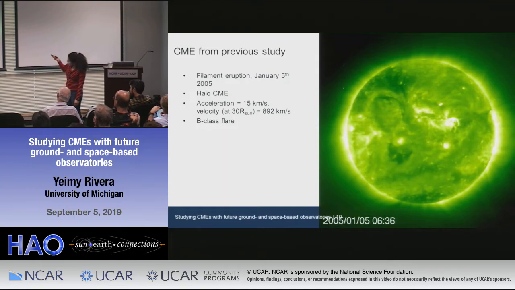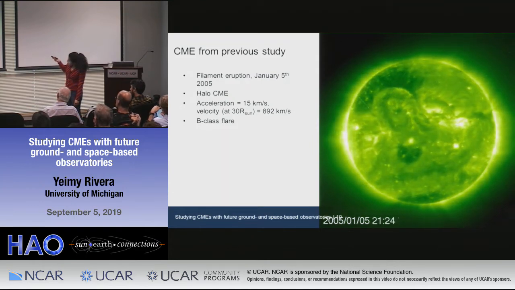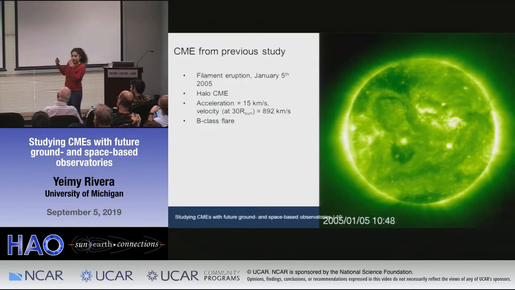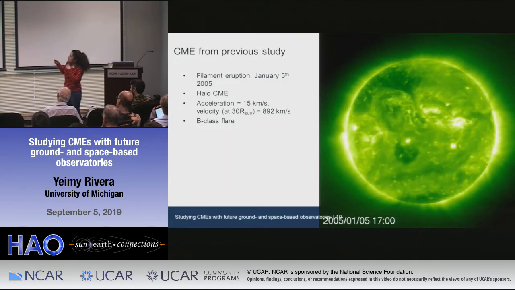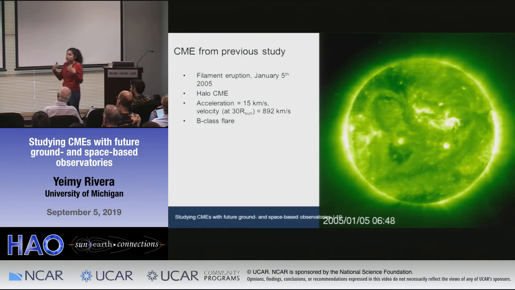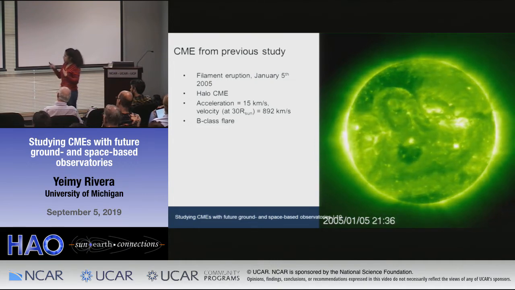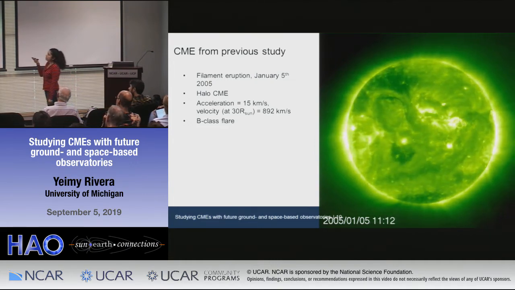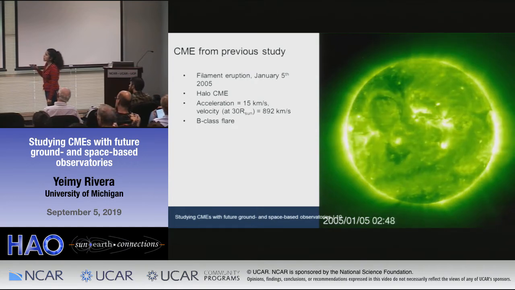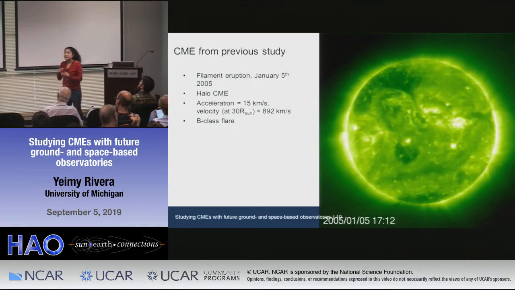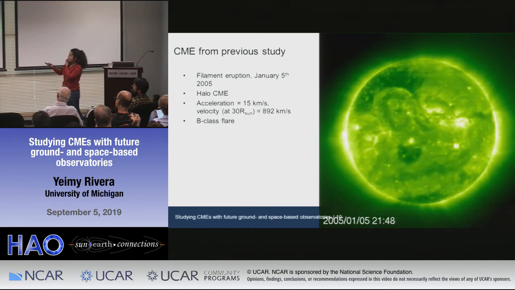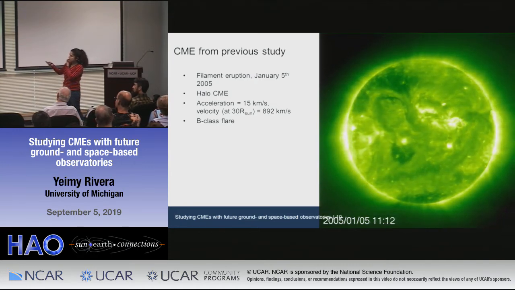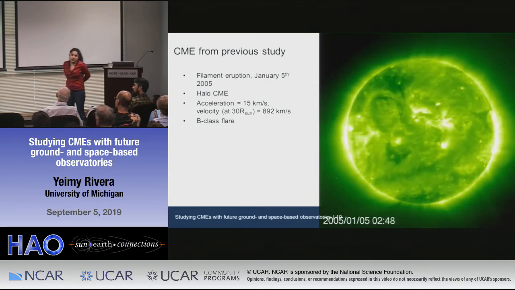There's a huge filament here, and the measurements that we see in situ are from this huge filament eruption that happened in 2005. It drove this halo CME directed towards the Earth, and it had an average acceleration of about 15 kilometers per second, and the leading edge reached about 900 kilometers per second at 30 solar radii. Acceleration is kilometers per second squared.